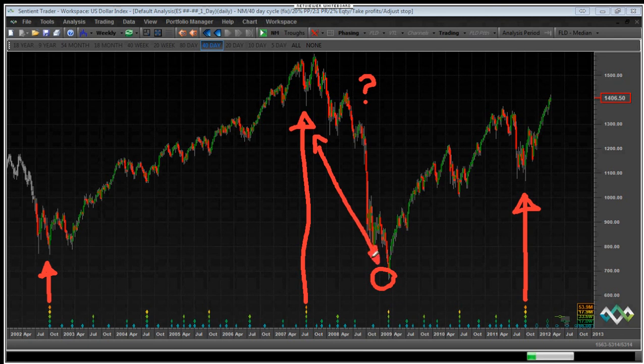So looking at the longest cycle, you can already see there is one question mark over this analysis, which is should this trough be over here in August of 2007, or should it really be down there in March of 2009? So we've got a question mark. So there is a bit of a question mark over this analysis.